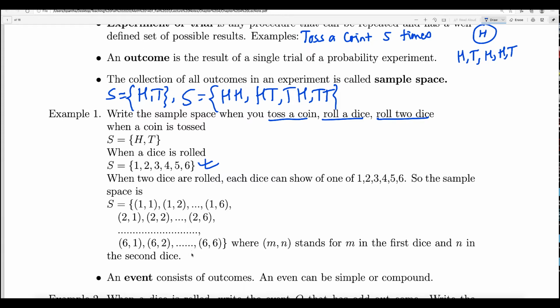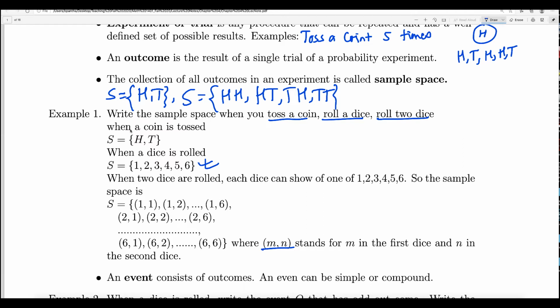Okay, so here the first number in each of these pairs stands for the outcomes of the first dice, and the second number stands for the outcomes of the second dice. That's what it says, right? MN stands for M in the first dice and N in the second dice.